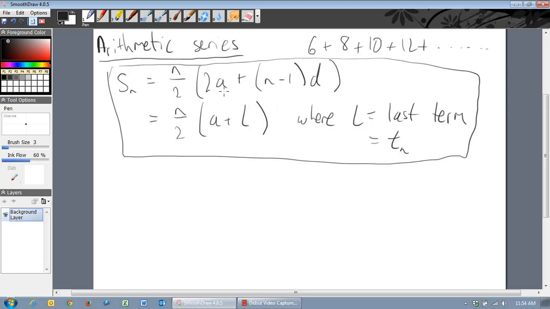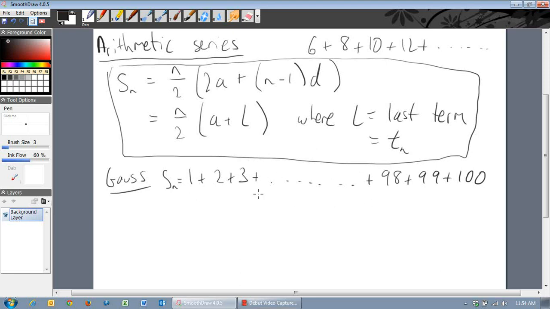Where this came from is from Gauss. Gauss was an awesome German mathematician, and I'll just quickly show you where this comes from. I'll show it in class, but he was asked by his primary school teacher what the sum of the numbers from 1 to 100 was, and what he did, so let's just call this Sn, it makes it a bit easier. What's the sum of all these numbers? What he did, which is really clever, and it's how this is actually defined, is that he rewrote them in the opposite order.